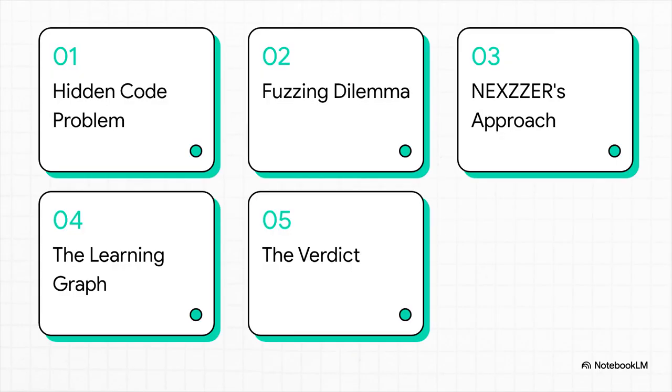Okay, so here's our game plan. First, we're going to dig into the hidden code problem. Then we'll unpack the big dilemma that's had testers scratching their heads for years. After that, we'll meet our hero, NEXZZER, and its secret weapon, the learning graph. And finally, we'll look at the cold hard numbers to see if this new approach really is a game changer.